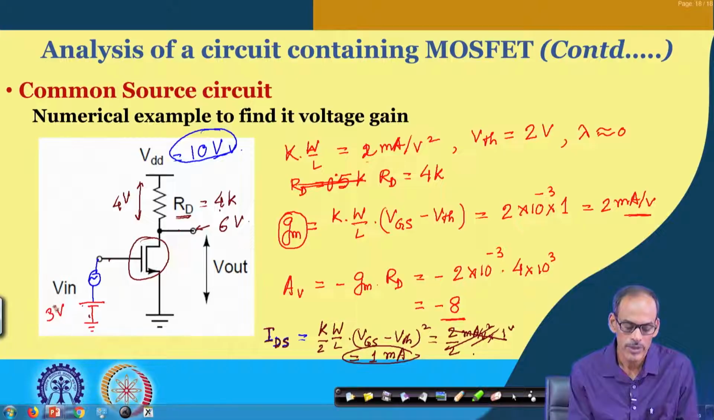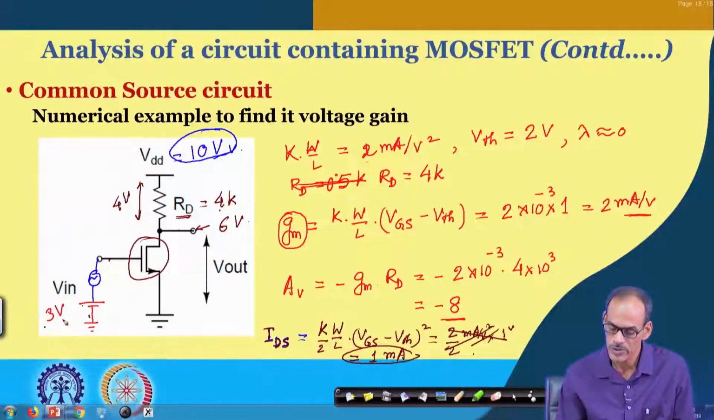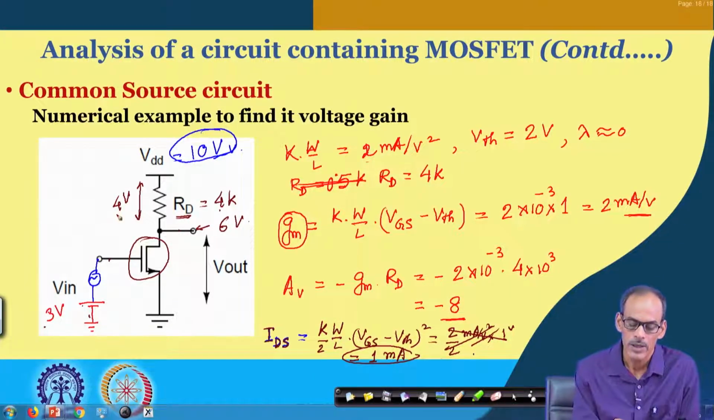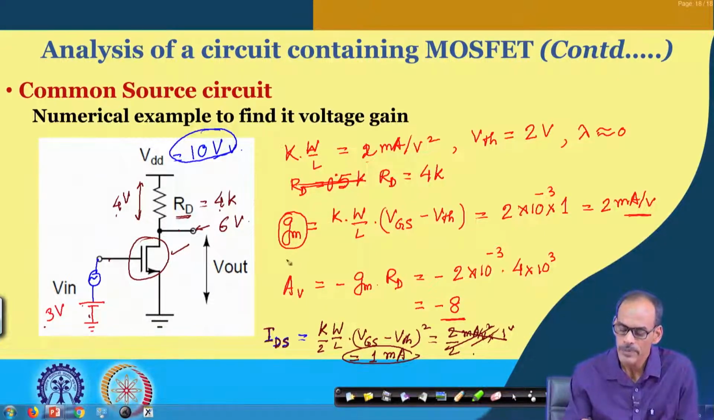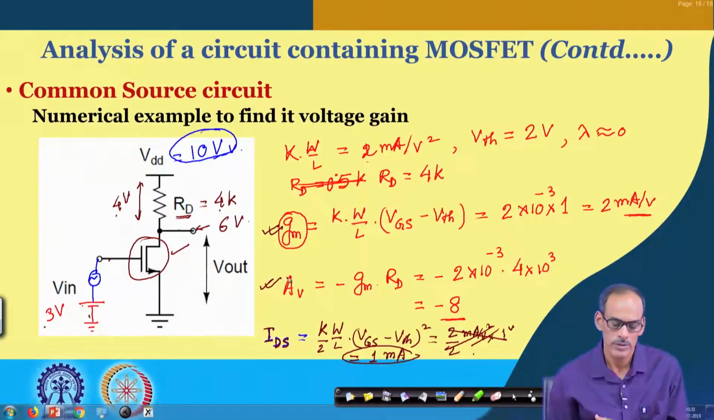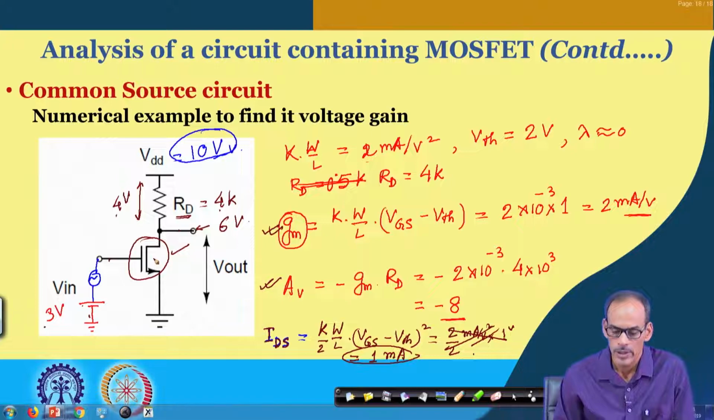On the other hand, if you make this something different, for example 5 volt, then the corresponding current will be very high. In fact, that will be 5 minus 2, that is 3, squared, that is 9 milliampere. If 9 milliampere has to flow through this 4K, then the drop across this resistance will be much higher than 10 volt. As a result, the device will enter into the triode region, and hence calculation of the GM following this equation and finding this gain will not have any meaning. Later we will see how to pick up the appropriate value or combination of the voltages.